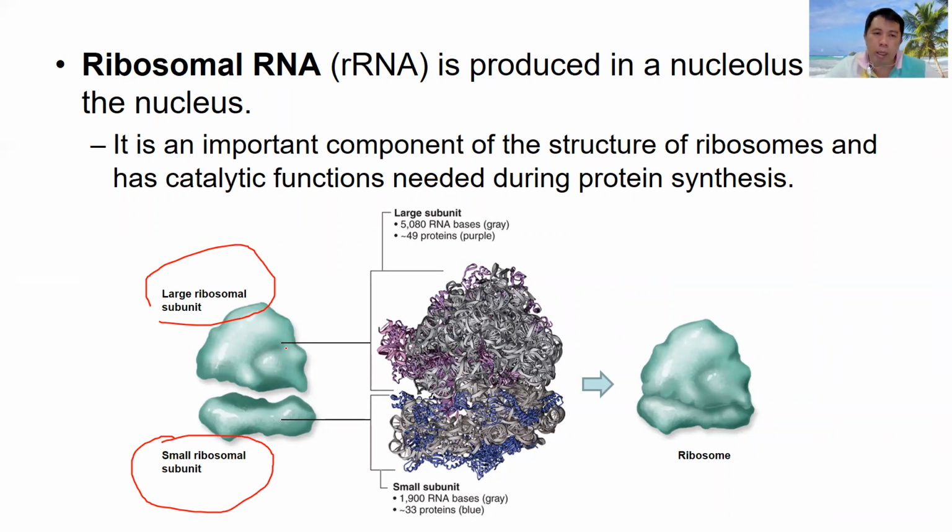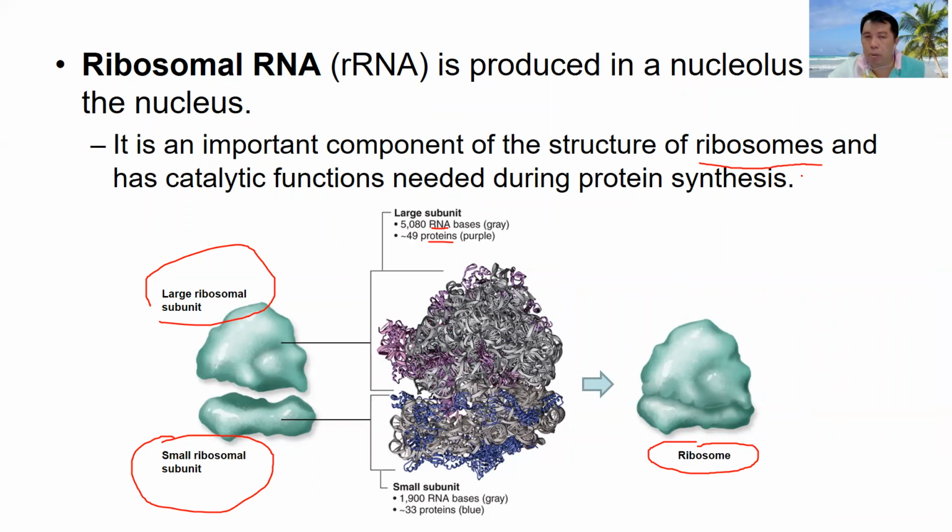Each subunit is made up of RNA and protein. The gray one is RNA and the purple is protein, and in this one the gray is RNA and the blue is protein. So the small ribosomal subunit is also made up of RNA and protein. These two subunits join or combine together to become a functional ribosome. That means the rRNA is an important component of the ribosome.